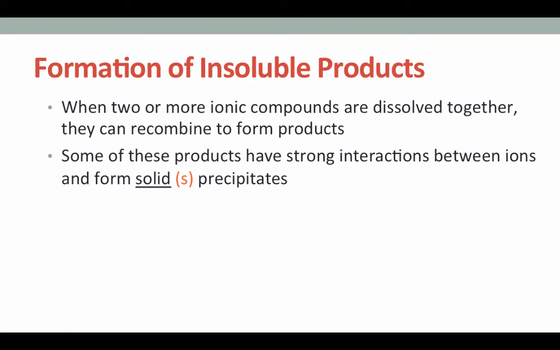Now let's work through a problem with some real compounds to further cement the idea. As I mentioned, when you have two or more ionic compounds and dissolve them together in water, they can swap partners to recombine and form new products. And some of these products will have very strong interactions between the ions, and they will form a solid precipitate.